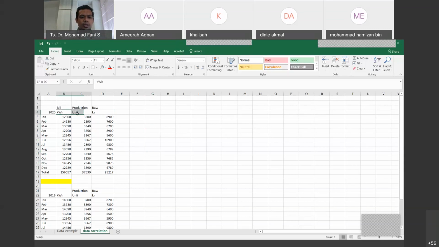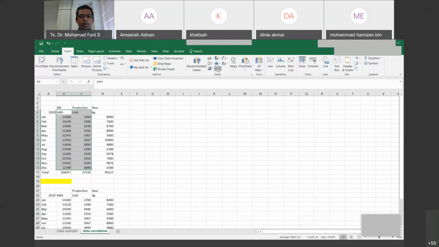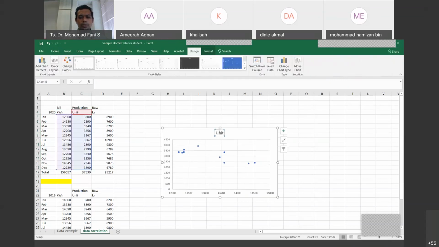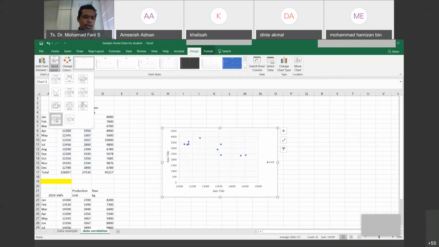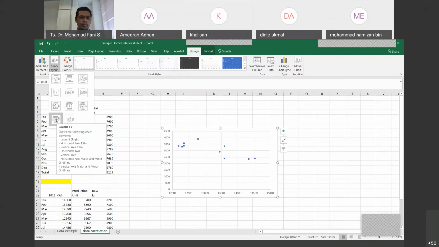So just select both of these data. For example, we do it separately. Okay, kilowatt hour data and unit product. Okay, draw the scatter one. Or if you want to clean the graph, use this one. Use layout 10. Layout 10.